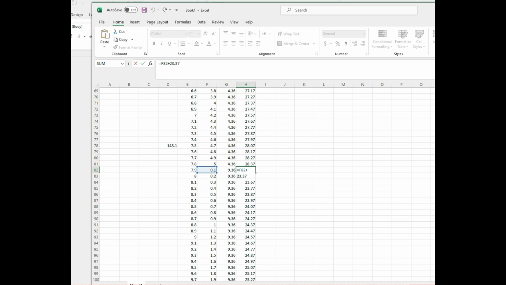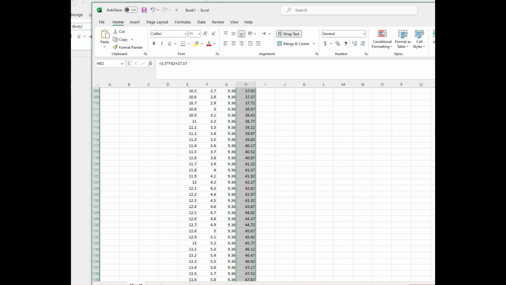The time multiplied by 3.5, the effective time, of course, plus 27.57, until the end of the interval. We'll go to the cell 145.